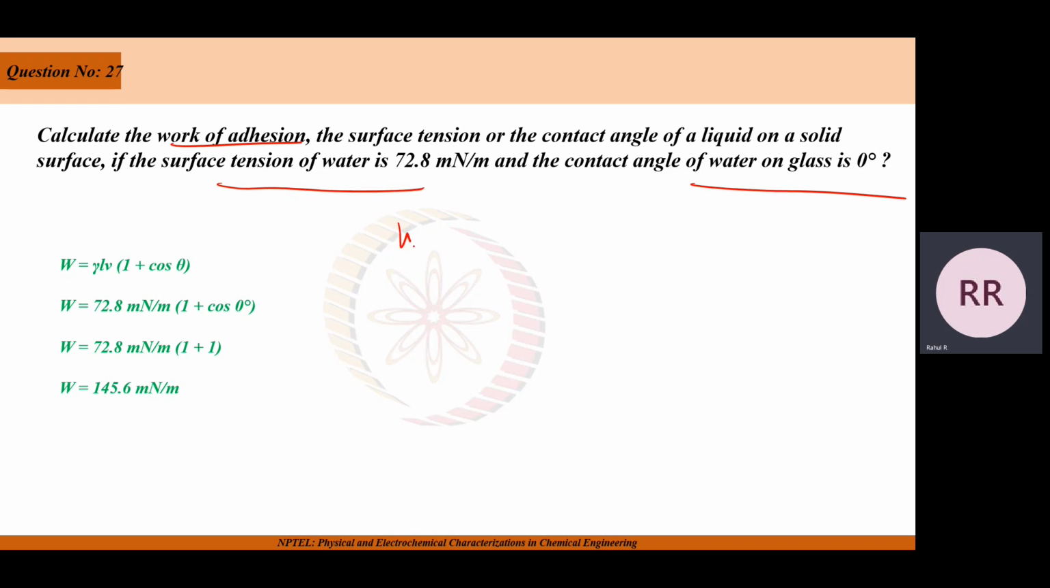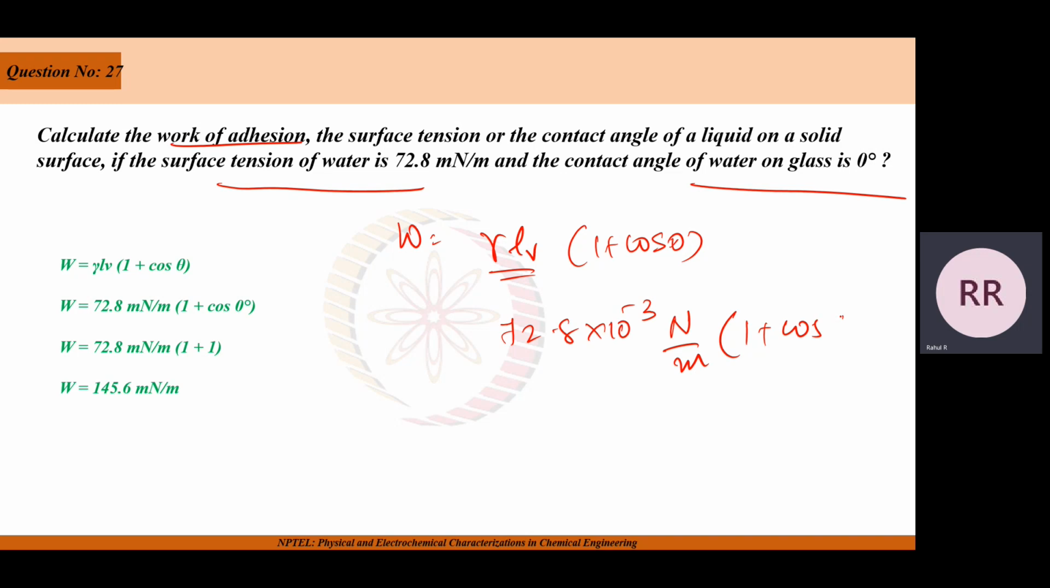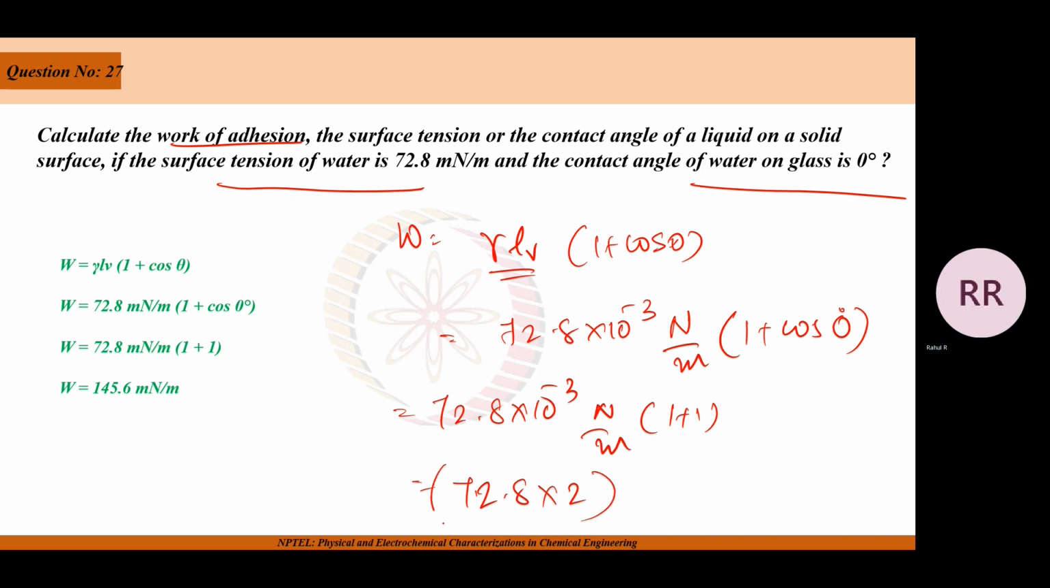The formula we need to use is gamma LV times (1 plus cos theta). Here the value of gamma LV is given as 72.8 into 10 raised to minus 3 Newton per meter. The 1 plus cos theta, with theta being 0 degrees, is 1 plus 1. So that is nothing but 72.8 into 2 into 10 to the power minus 3 Newton per meter.